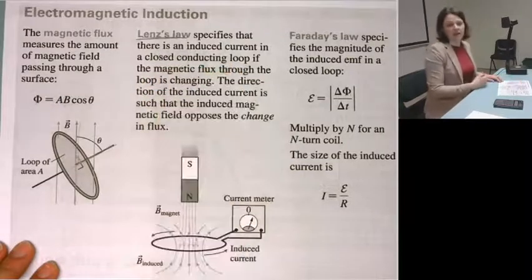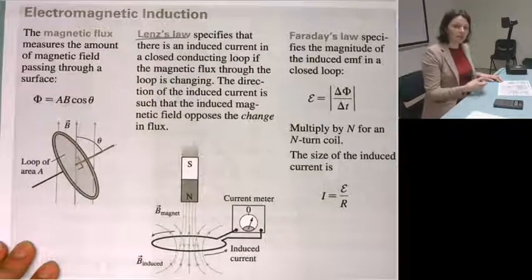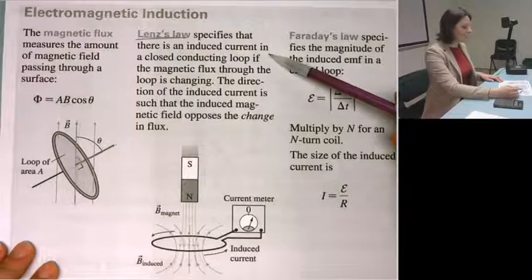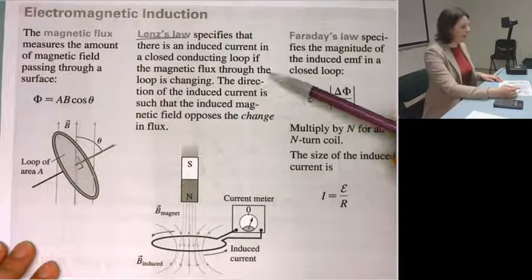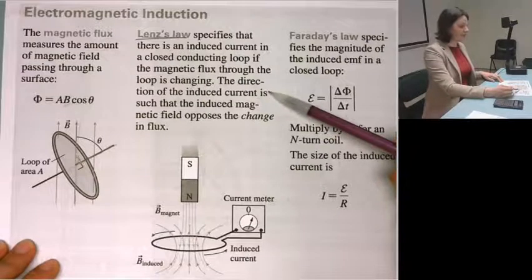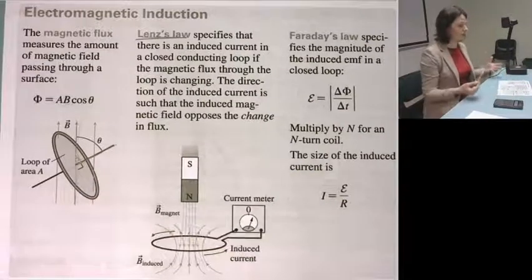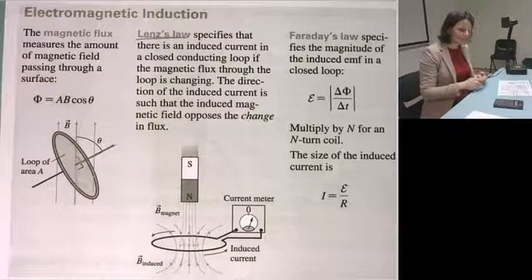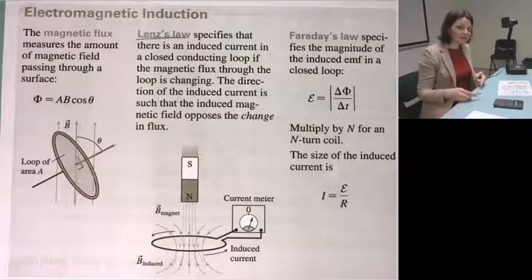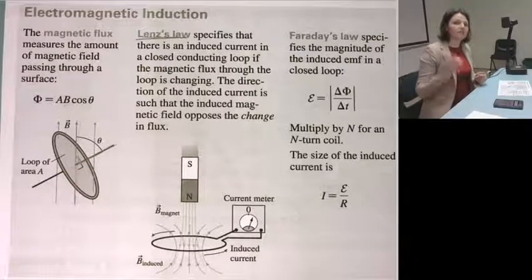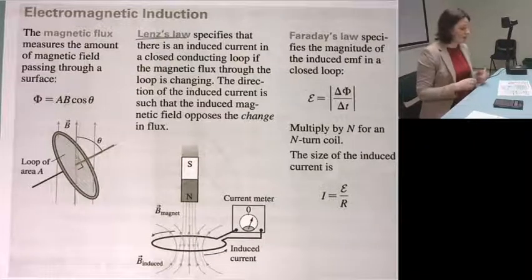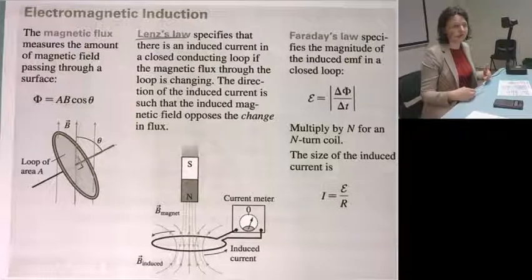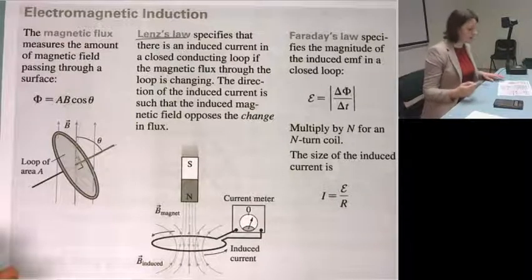Next thing that we used was Lenz's law, and this was the law that allowed us to determine the direction of an induced current. So it said that there'd be an induced current in the loop if the magnetic flux through the loop is changing. The direction of the induced current is such that the induced magnetic field opposes the changing flux. So something that you should commit to memory or write down is that the induced magnetic field will point in the same direction as the external magnetic field if the magnetic flux is increasing. The induced magnetic field will point in the opposite direction as the external magnetic field if the magnetic flux is decreasing. So let's write that down.